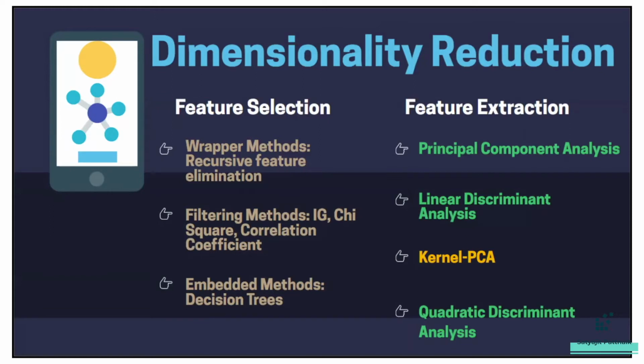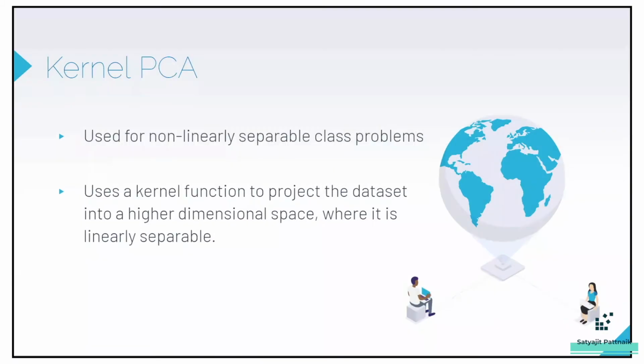So that is the main reason why we have come to this particular technique called kernel PCA. Now, kernel PCA basically uses a kernel function to project the data set into a higher dimensional space where it is linearly separable.